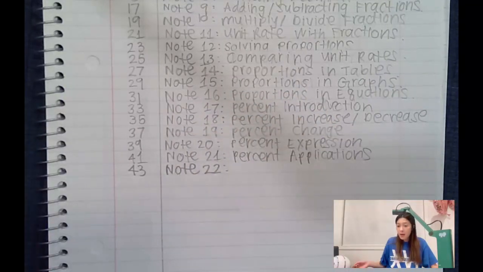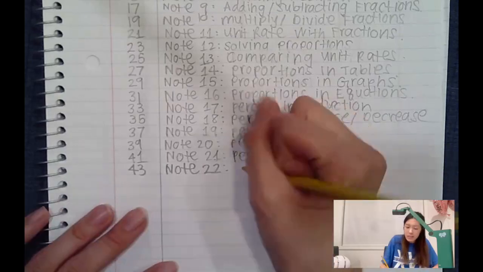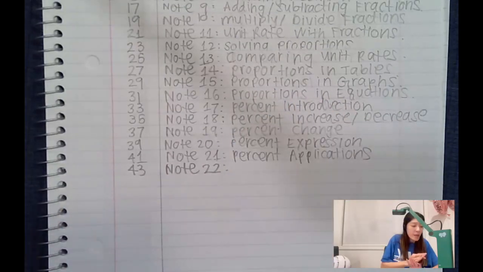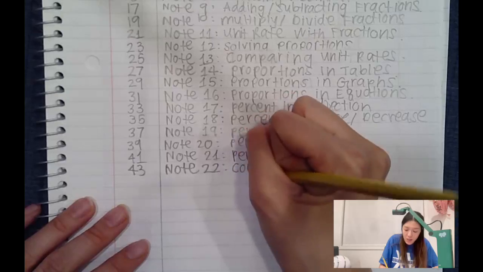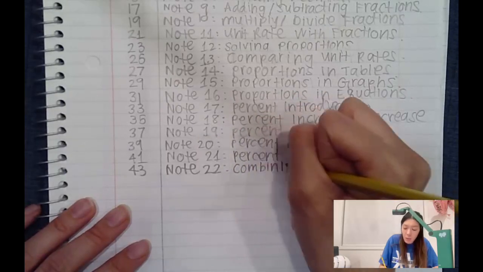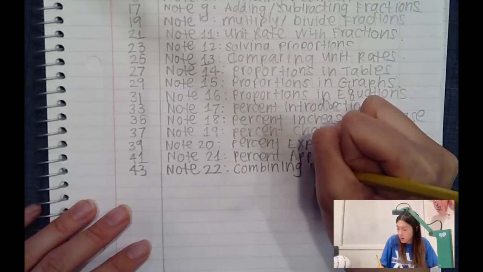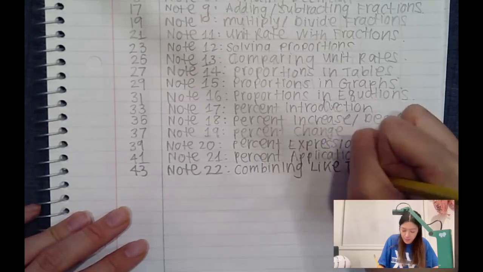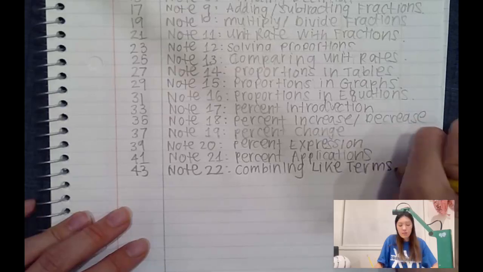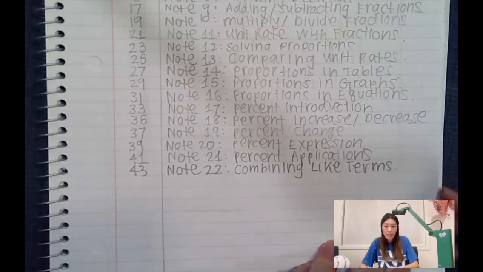You have seen this in 6th grade, but we're going to review the combining like terms piece. So hopefully this feels like review today. And we are going to add to it on Monday with combining like terms with negatives. Okay? So this is note 22, combining like terms.